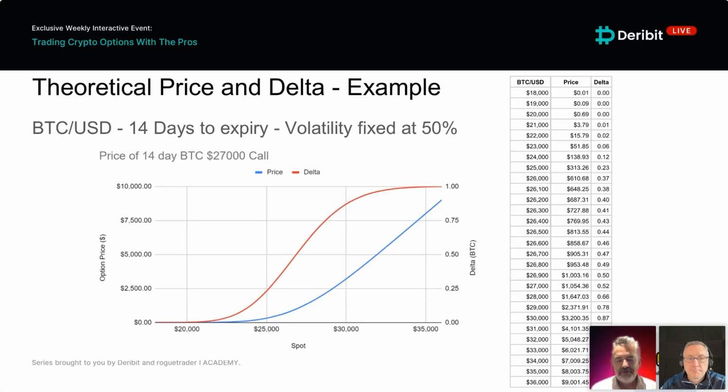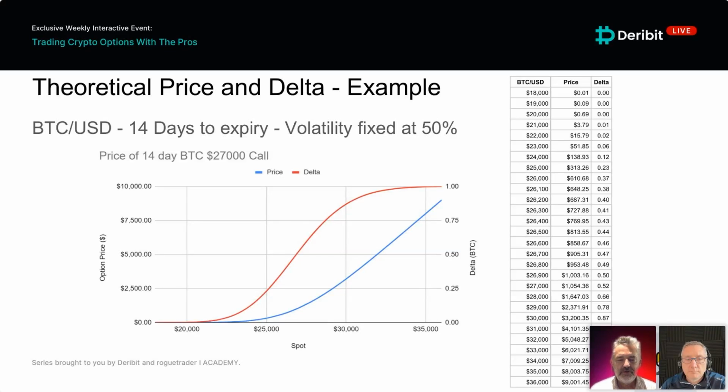And this graph is a graph of the price of that call at any given value of BTC USD. So in Shane's example, we sold that call when BTC USD was 25,000. And reading off the graph, we can see that at 25,000, the theoretical price of that call is $313, and it has a delta of 0.23 Bitcoins.